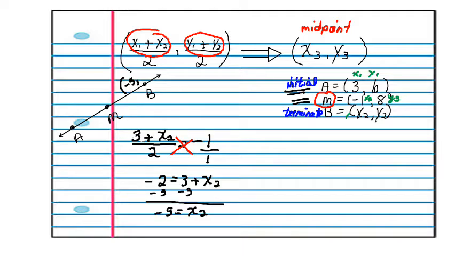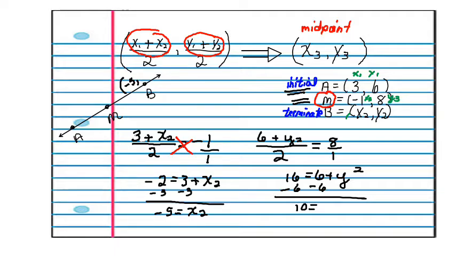And similarly, we're going to do this with the y's. We have our first y, which is going to be 6, plus our terminating y, divided by 2, yielded our midpoint, or y3, which was 8. And again, we're just going to cross multiply here. So we have 16 equals our 6 plus the y2. And minus 6, minus the 6. So you'll see 10 is our terminating point for B.